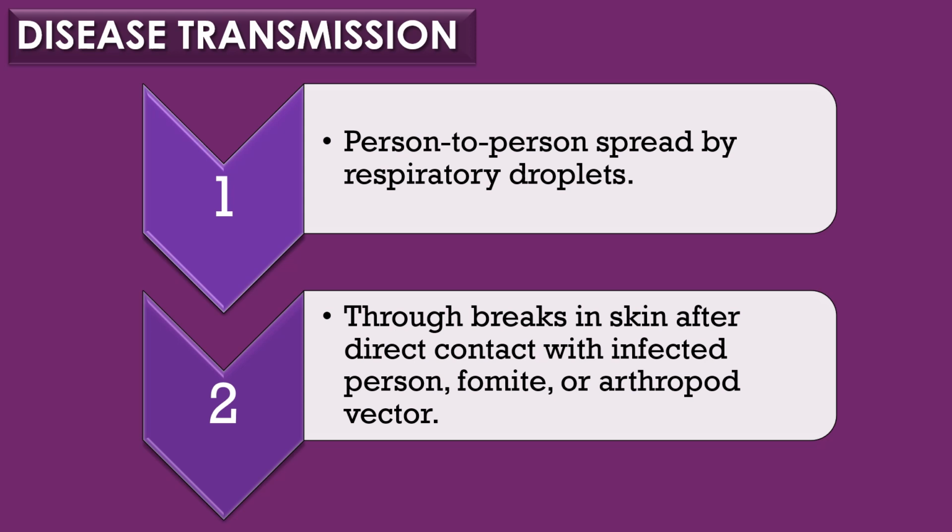Disease transmission of Streptococcus agalactiae. Streptococcus agalactiae infections are mainly transmitted by two modes. The first mode of transmission is person to person spread by respiratory droplets, and the second mode of transmission is through the breaks in the skin after direct contact with the infected person's fomites or arthropod vectors.